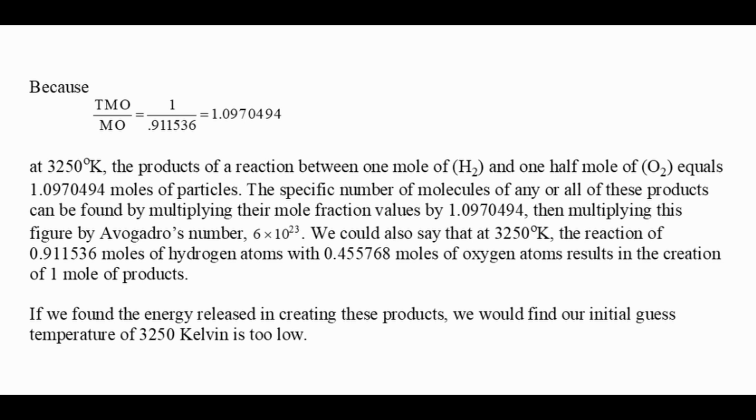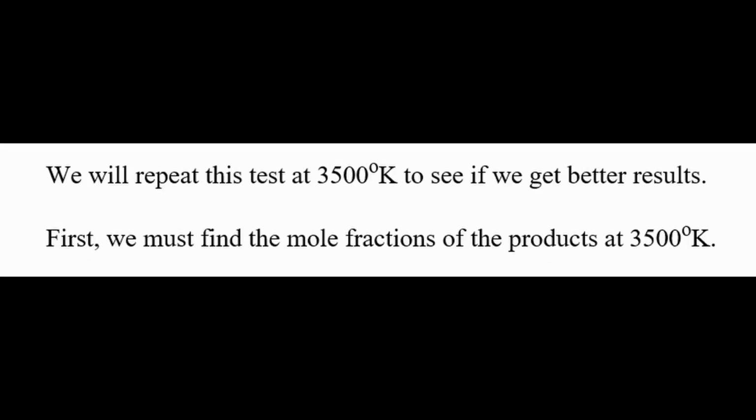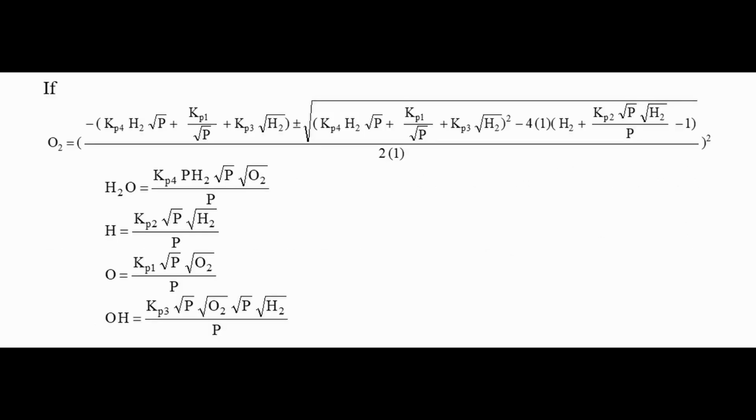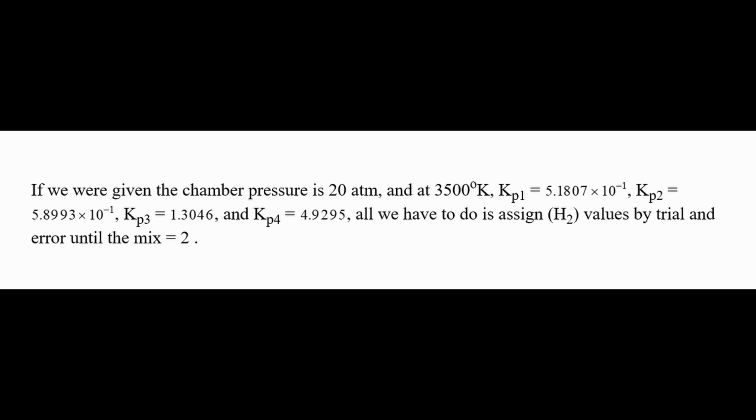If we found the energy released in creating these products, we would find our initial guess temperature of 3,250 degrees Kelvin is too low. We will repeat this calculation at 3,500 degrees Kelvin to see if we get better results. First, we must find the mole fractions of products at 3,500 degrees Kelvin. We can reuse the equations for products in terms of H2. We were given the chamber pressure is 20 atmospheres, and we know the Kp values at 3,500 degrees Kelvin. All we have to do is assign H2 values by trial and error until the mix equals 2.